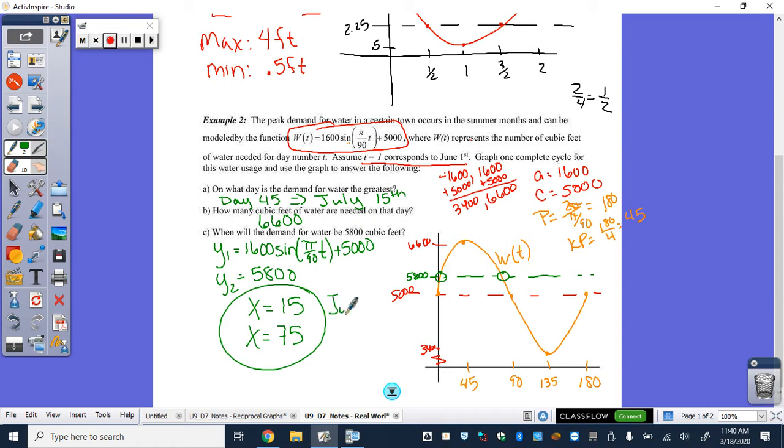So that would be June 15th. Let's see here. July 15th. So 75 would be August 14th, because July has 31 days, not 30. So it wouldn't be on the 15th, it'd be on the 14th.